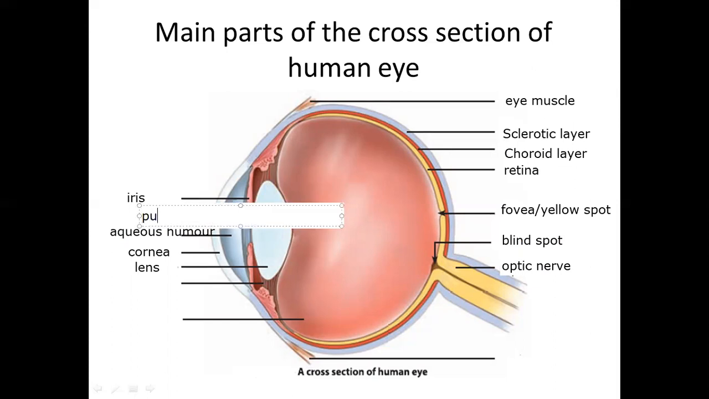The very dark black spot that you see in your lens is the pupil. This will allow light to enter and pass through the lens. That is the job done by the pupil. Now, these are the muscles that will be holding your lens. They are known as the ciliary muscles.